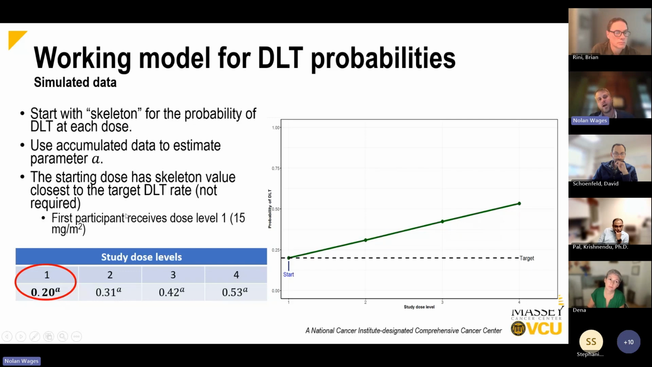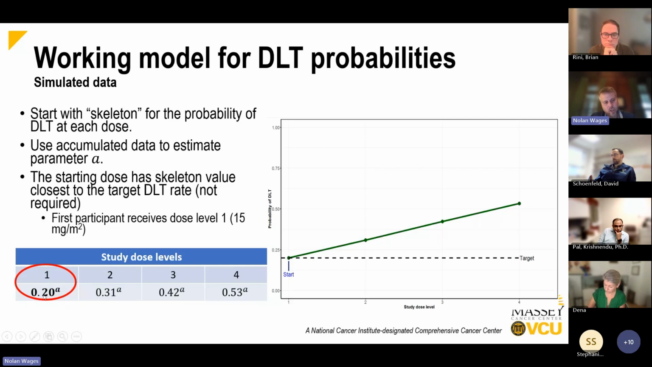What the statistics behind this is, we're going to estimate this parameter A as we accumulate data. I'm not going to give mathematical details on that in this setting, but we're just going to see how it works in the presence of a small amount of data here.